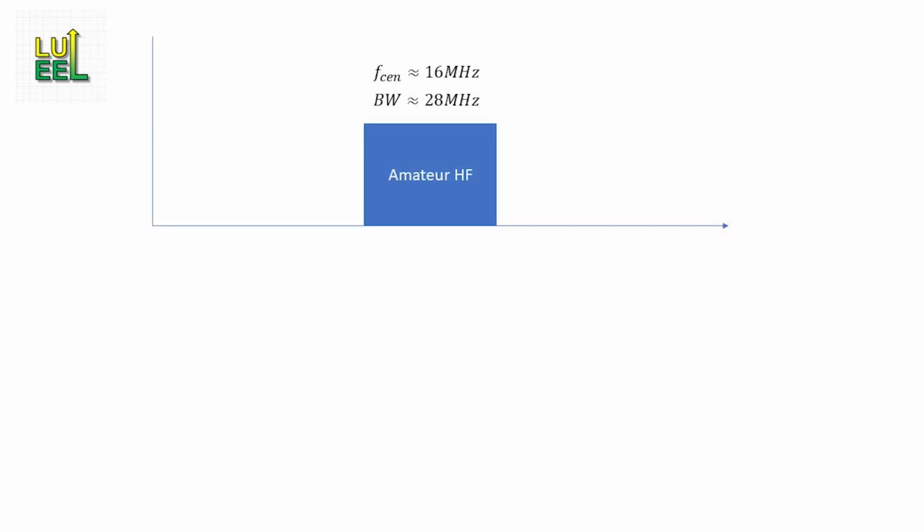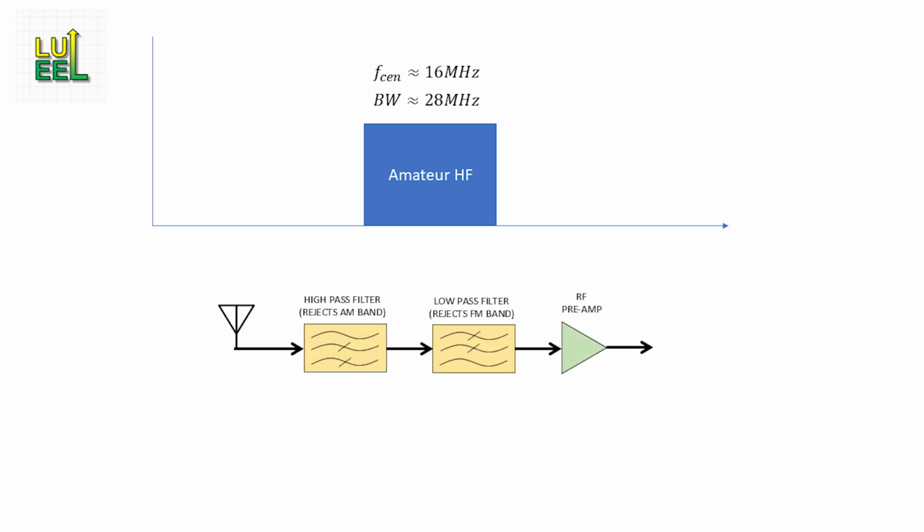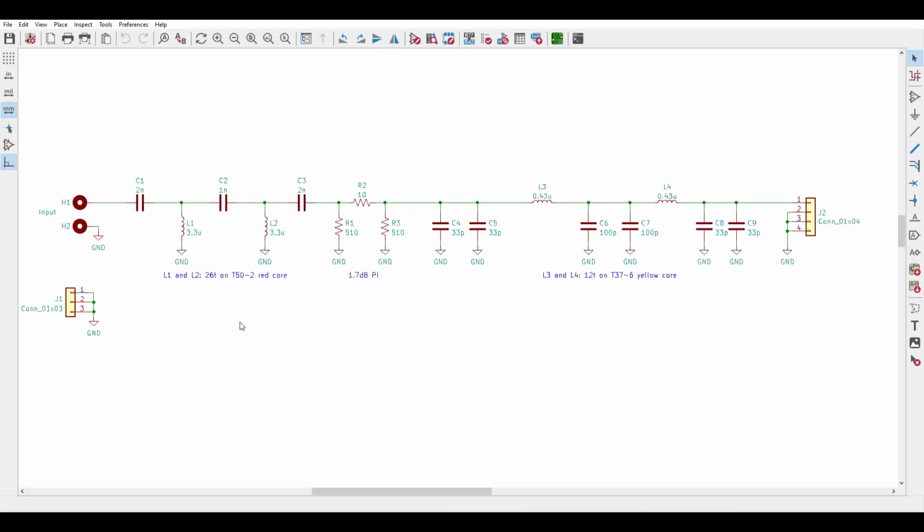Because the bandwidth of this filter is quite large compared to its center frequency, a good approach is to make two filters, a high-pass filter that rejects the AM band, and join it to a low-pass filter that rejects the FM band. And here's the design that I came up with. The antenna connects to the left side of the diagram, and then the signal runs first through this high-pass filter, which rejects the AM band.